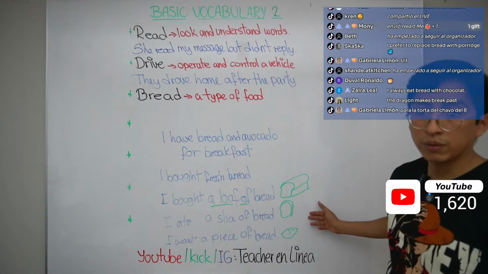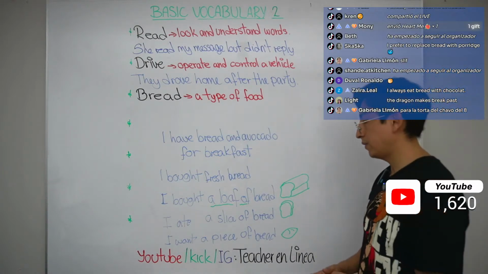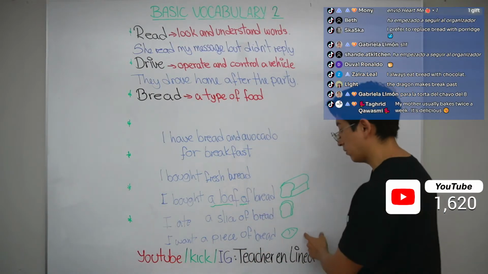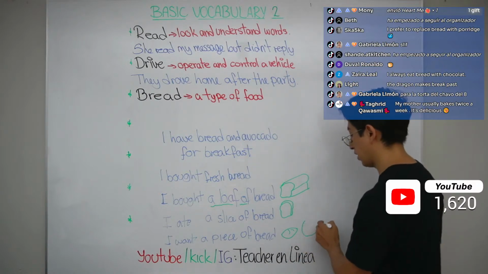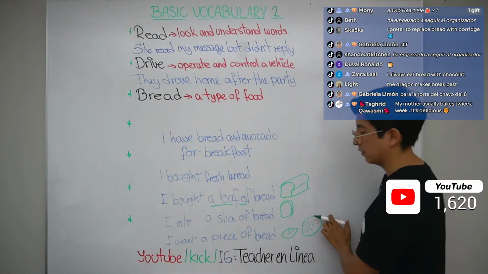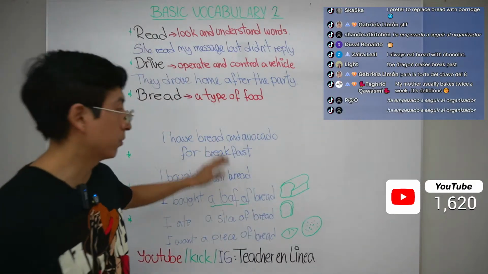So this is something completely different, okay? Now, if you want a hamburger, for example, you need a piece of bread, no? This is for hamburgers, right? This is a piece of bread. Okay, let's read your sentences and copy this, please.